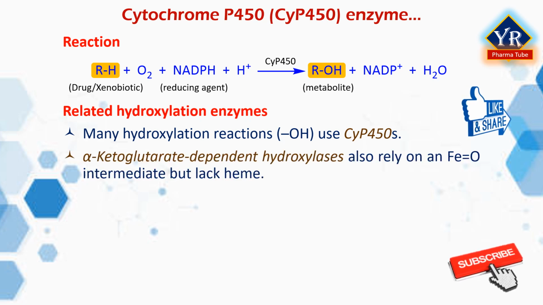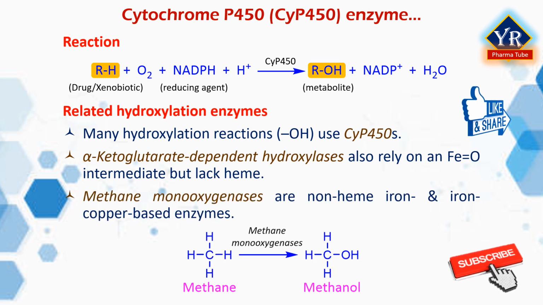Alpha-ketoglutarate dependent hydroxylases also rely on an iron oxide intermediate but lack heme. Methane monooxygenase, which converts methane to methanol, are non-heme iron and iron-copper based enzymes.